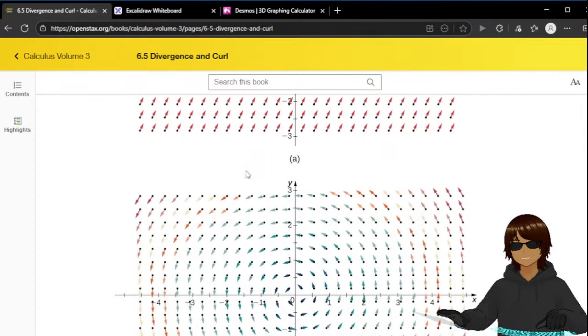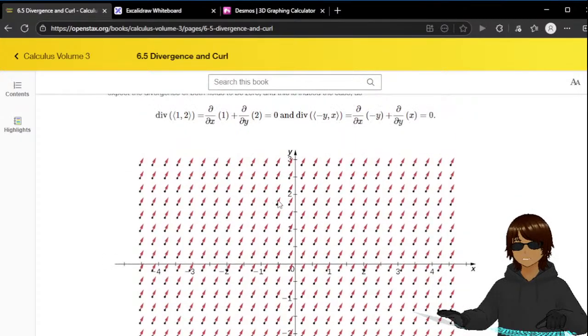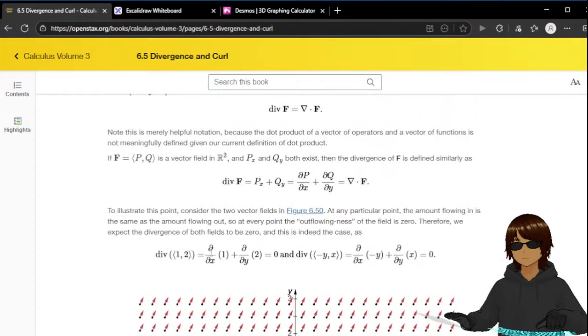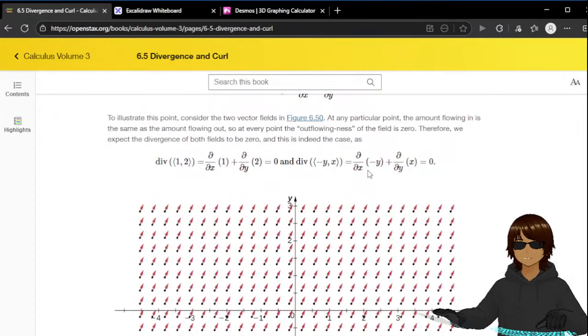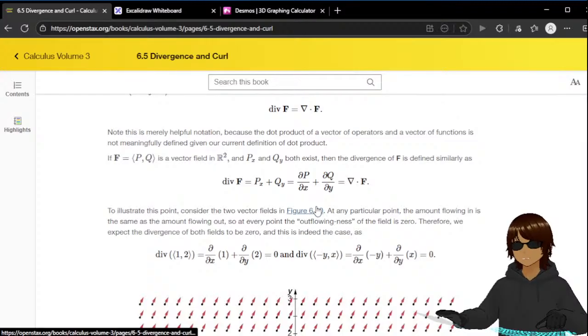So how is this defined? A is defined as 1, 2. So the vector is 1, 2 everywhere, and the divergence is 0. And in this part also the divergence is 0. But I don't understand the definition. What do they mean by outflowingness? Like the amount flowing in is the same as the amount flowing out.